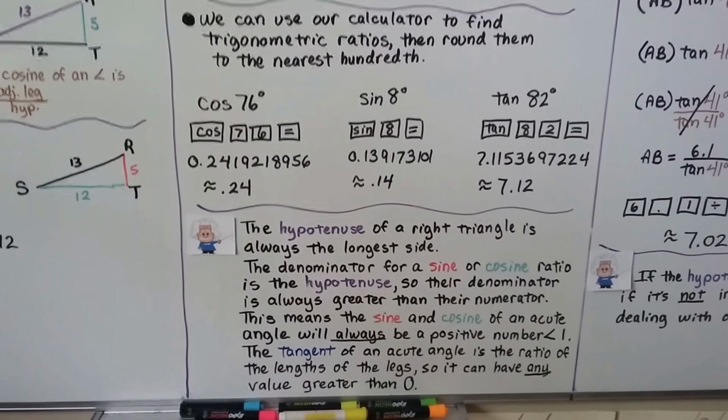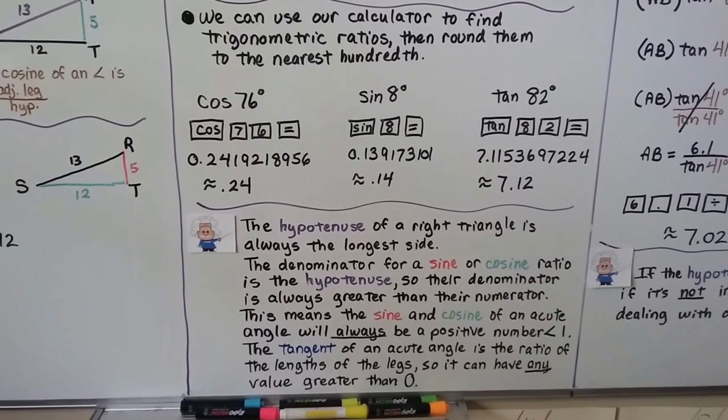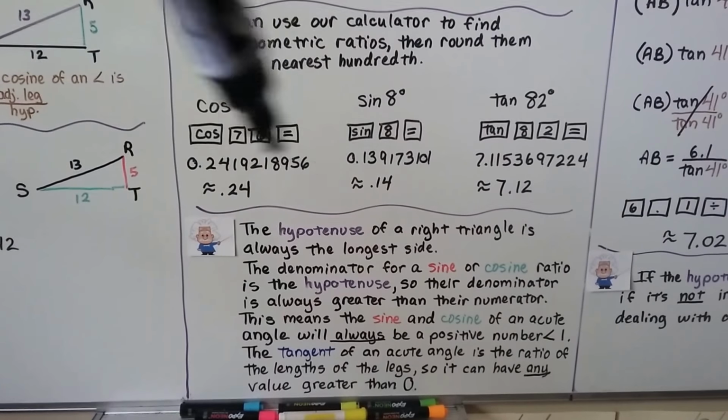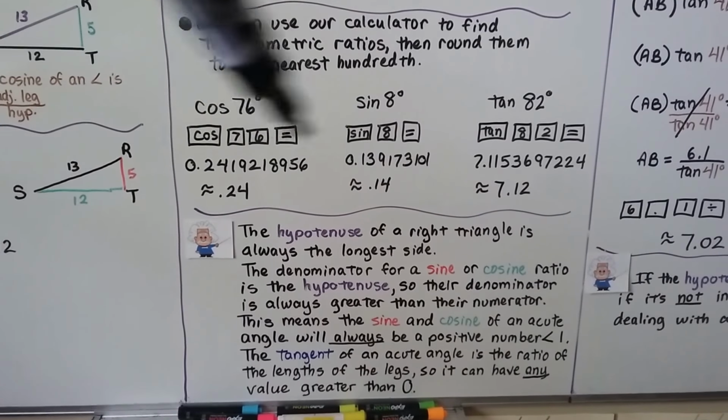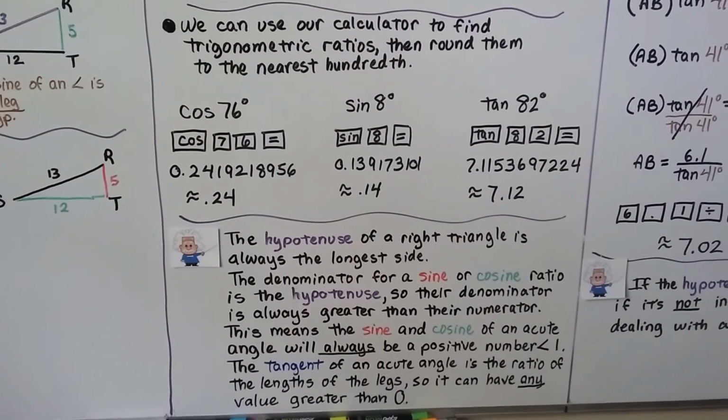And the tangent of an acute angle is the ratio of the lengths of the legs, so it can have any value greater than 0. That's why these are positive numbers, but they're less than 1, and that is a 7.12 because it's the legs, okay?